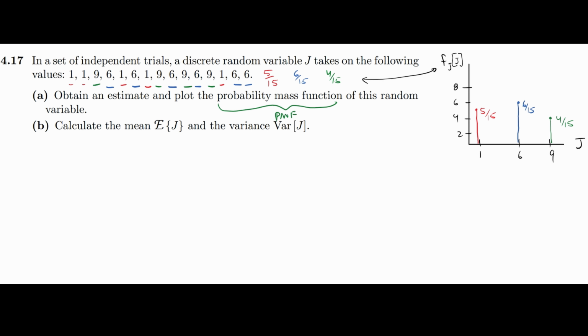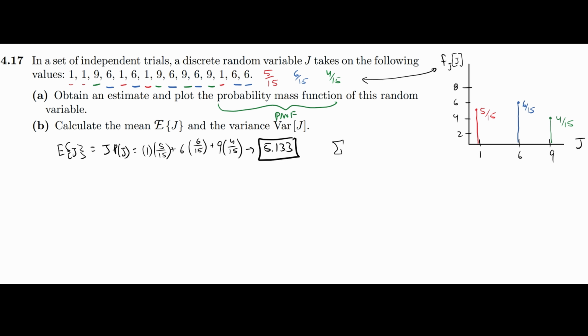Now let's look at part B. In part B, we want to calculate the mean E[J]. We'll do this first. So we have E of J, and what we're doing here is putting our J values with the probability of J, and we want to add these together. It's like a summation. So this is going to be equal to, if we start off with our 1 first, 1 times 5 over 15, plus 6 times 6 over 15, plus 9 times 4 over 15. If we put this into a calculator, we'll get a value somewhere around 5.133, just like that.